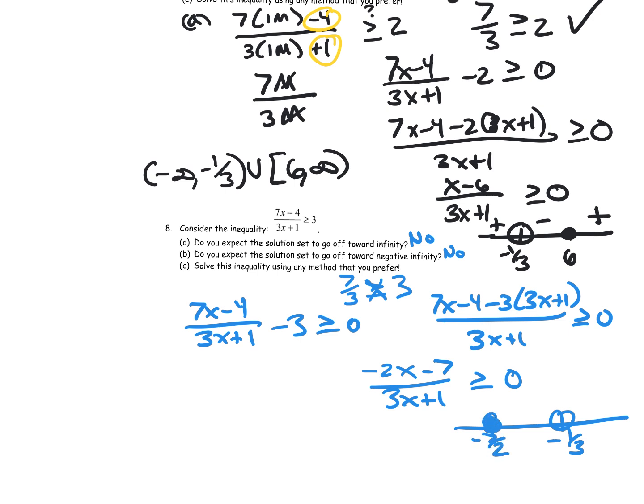All right, if I plug in something greater than negative 1/3, like 0, I get a negative, and then it will alternate here. And so for my solution, I'm looking for where it's greater than or equal to 0, so the positives. So my solution to this piece is negative 7/2 to negative 1/3. And sure enough, notice infinity and negative infinity aren't part of that solution.